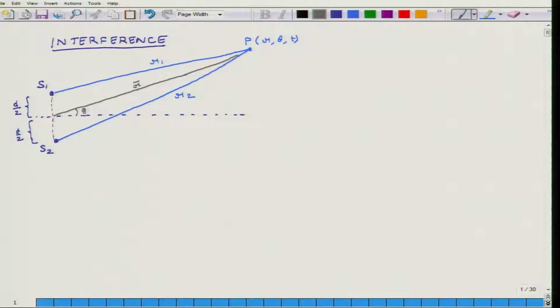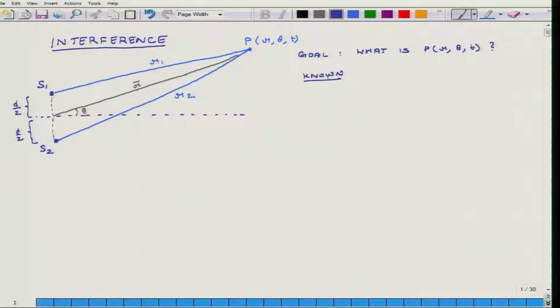So, with this understanding, our goal is: what is the value of pressure at point P, which is r distance away, theta angle away, and at any time? So, what is P(r, theta, t)? What is known?